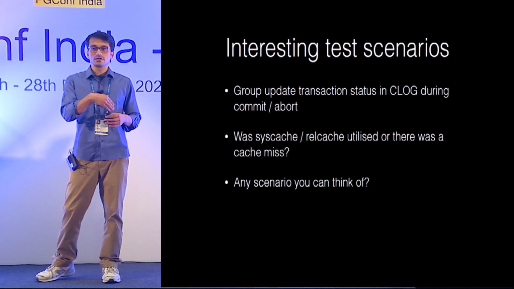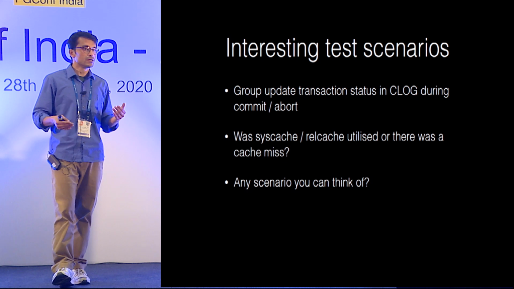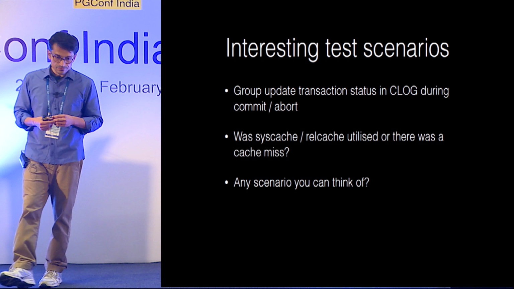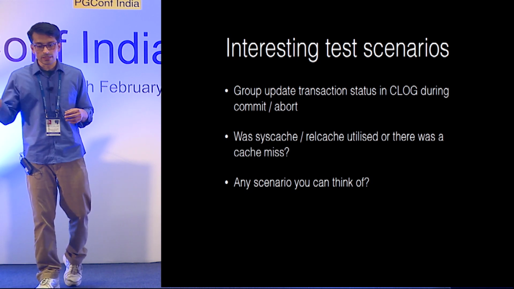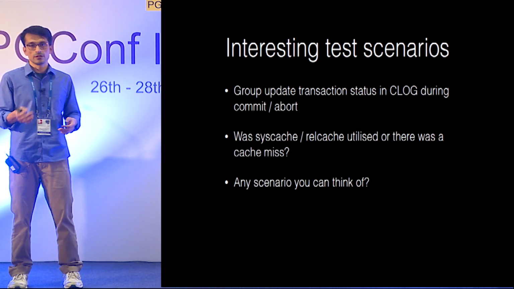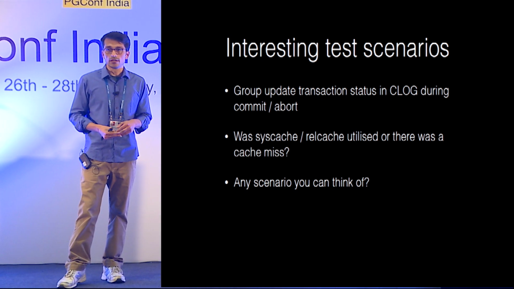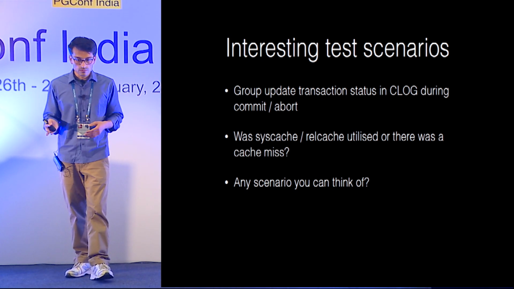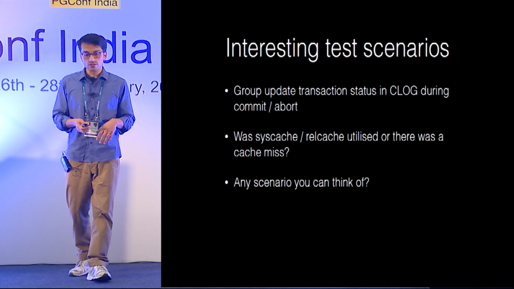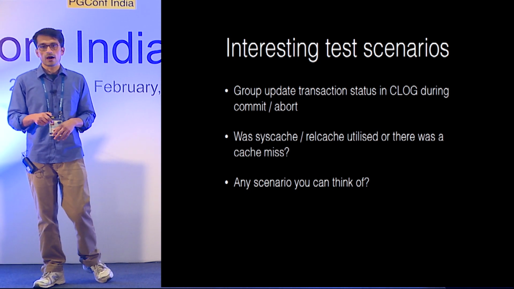And primarily because the existing test frameworks are SQL based, right? You need to rely on locks to be able to synchronize two or more concurrent sessions. Was a syscache or relcache entry utilized, or was there a cache miss? This is another scenario we don't know. How do we test or guarantee that a syscache was being used? And if you have written some significant code, or if you have played around with the Postgres codebase, you can also think of some scenarios pretty easily that are hard to test.